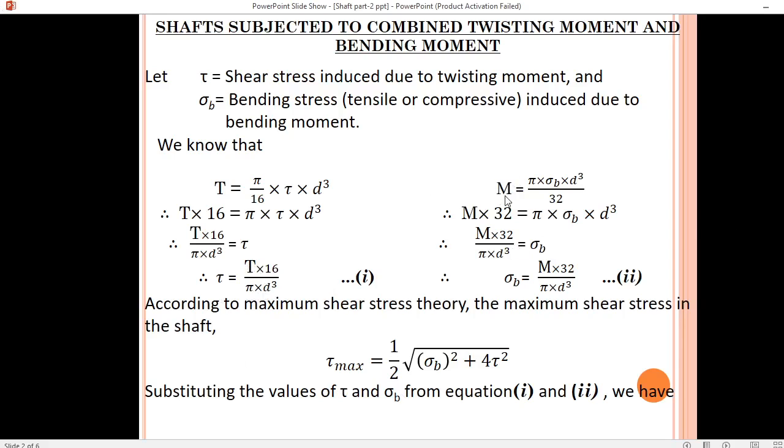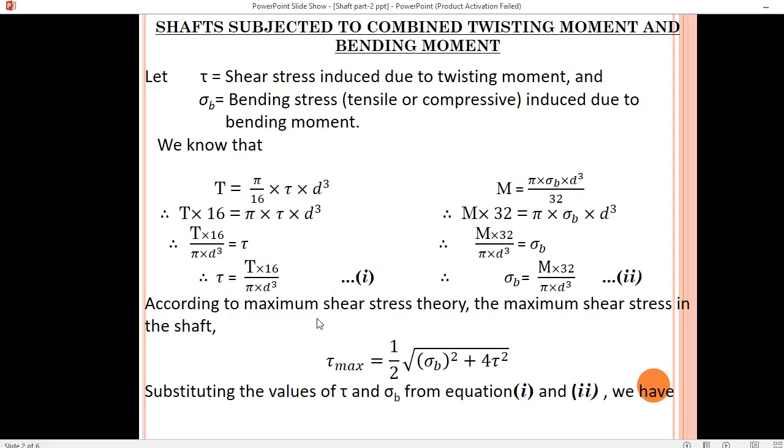So we are getting the value of tau. Similarly, when we have seen bending moment only, we get M is equal to pi sigma b d cube by 32. So M into 32 is equal to pi sigma b d cube. So sigma b is equal to 32 M divided by pi d cube. Sigma b here is equal to this value.